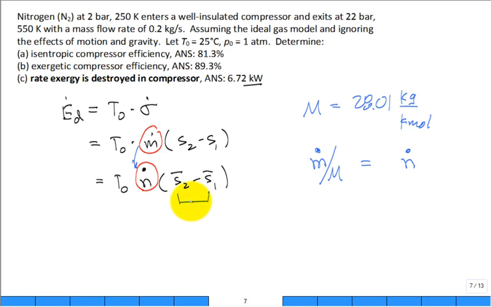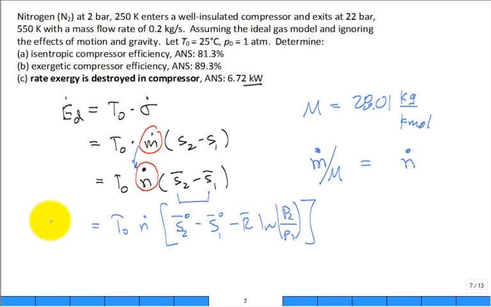We did it. This is that S2 naught bar minus S1 naught bar minus R bar, natural log of P2 over P1 to calculate the actual change in entropy from the actual initial to the actual final state. Just N dot T naught. Okay. That help? Let's press forward then.